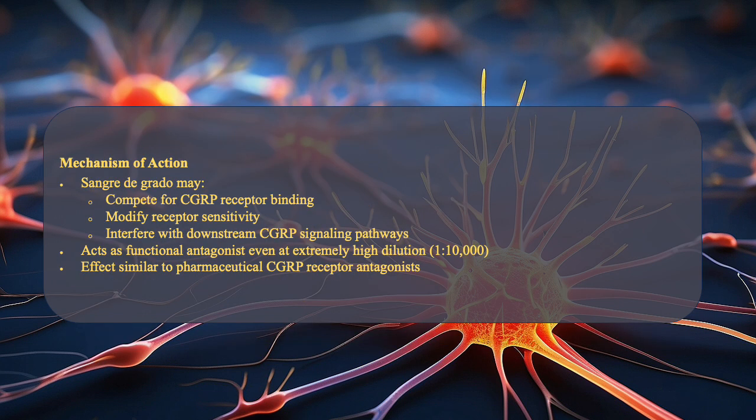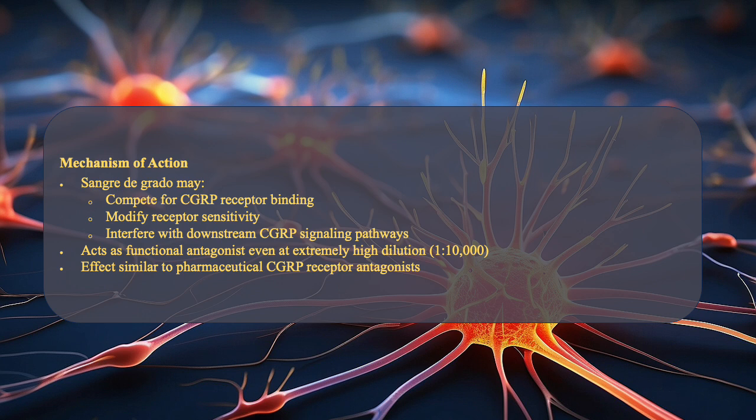This pharmacological pattern indicates that Sangre de Grado functions as a CGRP antagonist. It may work by competing for receptor binding sites, modifying receptor sensitivity, or interfering with downstream signaling pathways. What's particularly remarkable is that this effect occurs at such extreme dilutions, suggesting potent activity of the active compounds.